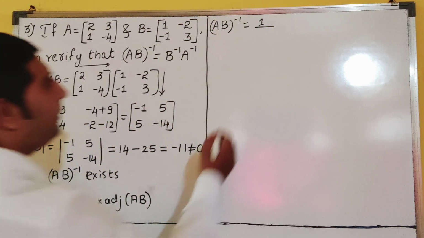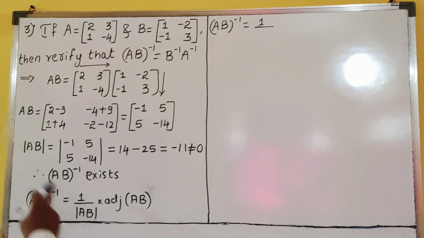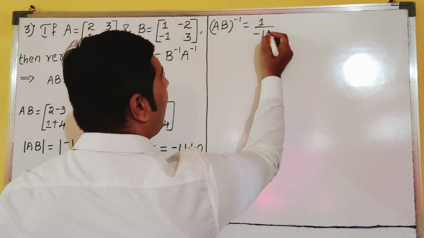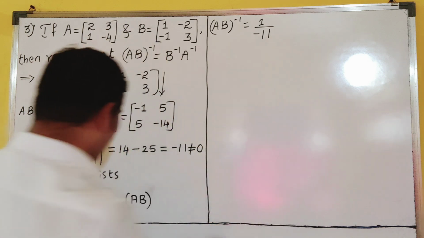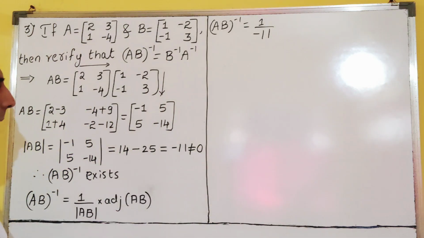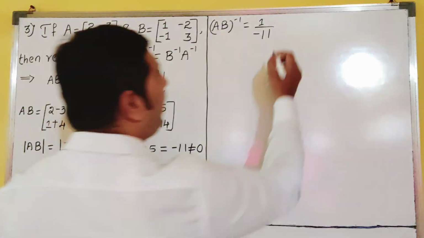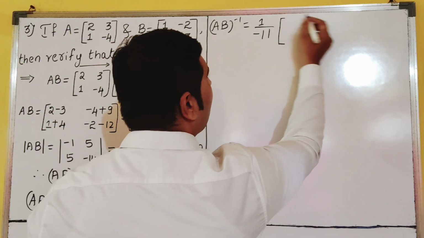So now 1 upon determinant of AB. Determinant of AB is how much? Minus 11. Minus 11 I wrote. Now adjoint of AB, how to find? See, AB is there. Adjoint of AB, how to find? You see, I will tell a shortcut.